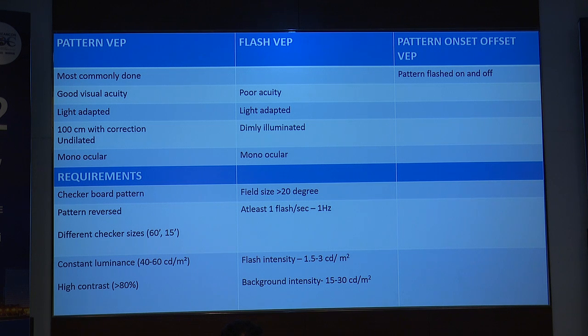For pattern VEP, the requirements: we require a checkerboard pattern. Here the pattern is reversed and we have different checker sizes, 60 minutes or 1 degree, and 15 minutes. The luminance has to be constant and the contrast needs to be high. In flash VEP, it should correspond to a field size of 20 degrees and at least one flash per second, that is 1 hertz. Flash intensity is low, 1.5 to 3 candela per meter square, and the background intensity is also 15 to 30 candela per meter square.